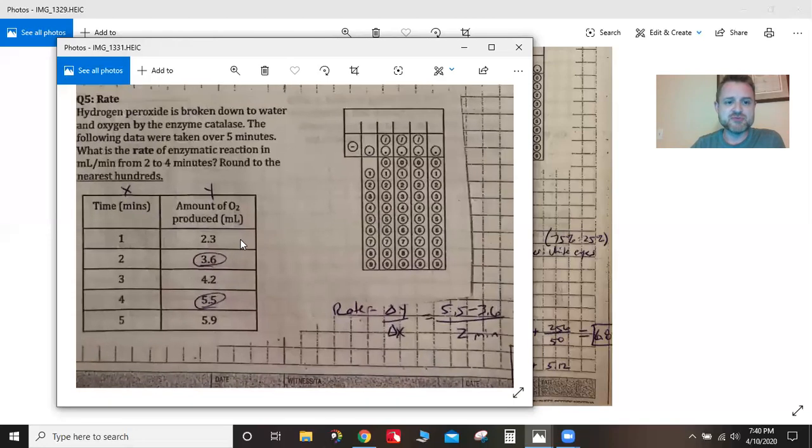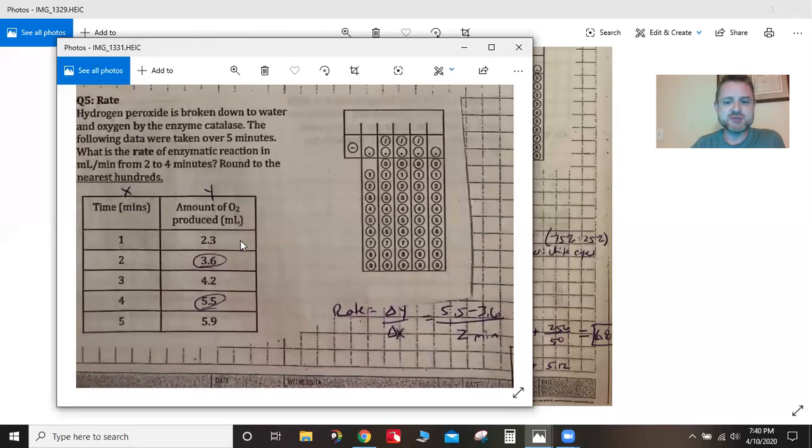This question is just a rate question, and this is super important to review because this is simple, but it's the kind of thing we assume you can just do. We don't really do a lot of this actually in class. So it wants to know the rate of the enzymatic reaction from 2 to 4 minutes. So in this table, this is the x, this is the y. And a rate is just rise over run. So it's change in y over change in x.